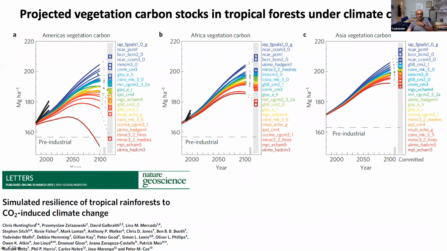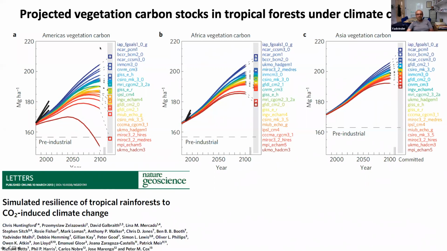And the colors represent different models. The black lines represent the observational data sets from forest plot networks in Amazonia and in Africa. And we see the models are predicting an increase in biomass over time, which is similar but smaller than the actual observed increase in biomass being seen by the forest inventory plots.